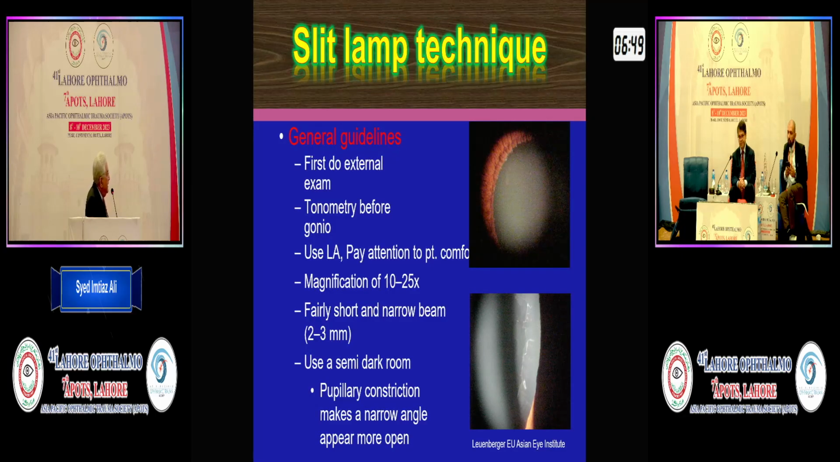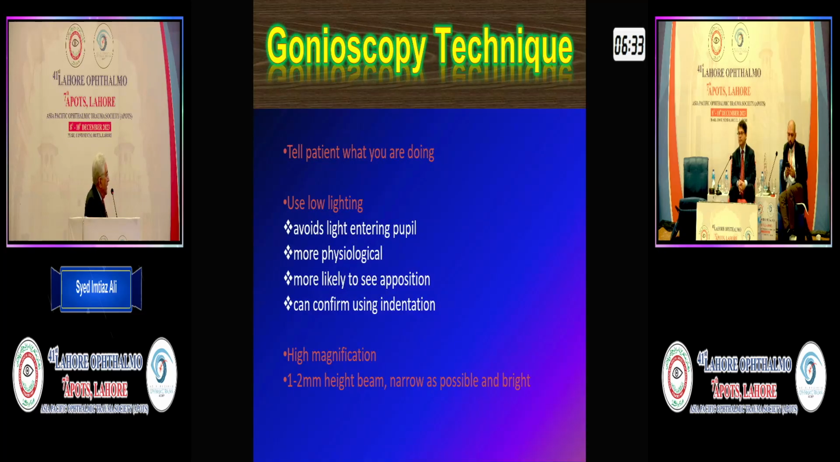And general guideline, first do the external examination. Tonometry must be done before gonio. Use local anesthesia. Pay attention to the comfort of the patient. Use a fairly short and narrow beam, 2 to 3 millimeters. Use a semi-dark room, because pupillary constriction makes a narrow angle appear more open.